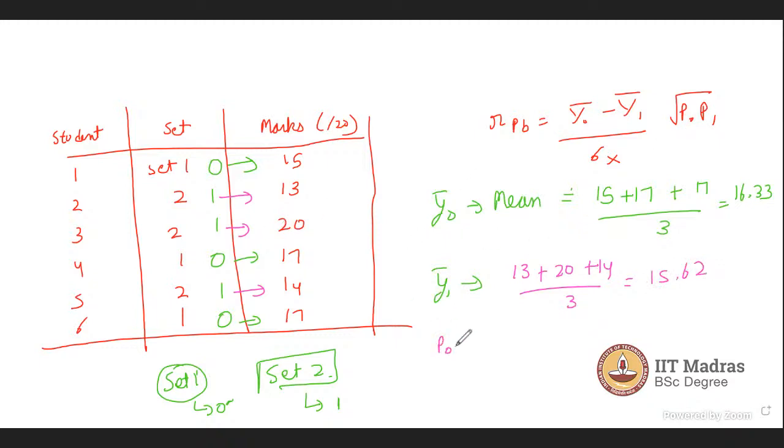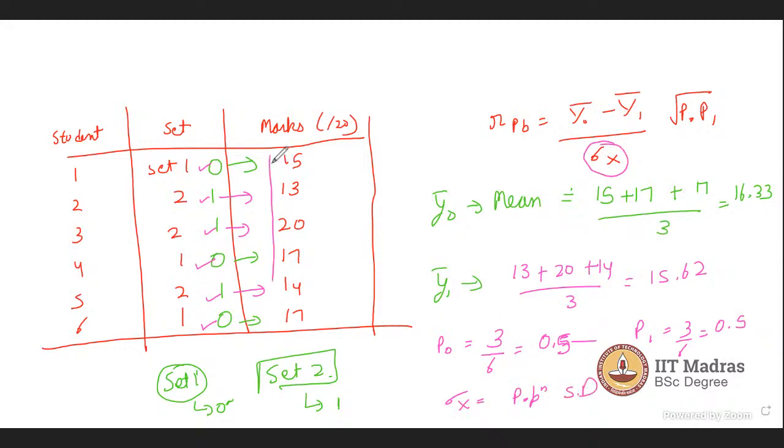p naught is the proportion of values which belong to the 0th category. So I have 1 observation, 2 observations, 3 observations. Total number of observations is 6. So my p naught is 0.5. Similarly, my p1 is also 3 by 6, which is again 0.5. The remaining term is sigma x. Sigma x is the population standard deviation of the variable marks. So you can just put in the value and obtain it. I think the answer for this was 0.14.